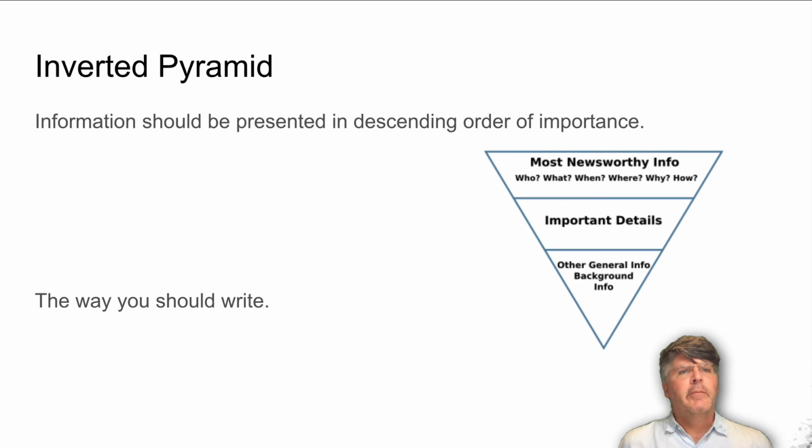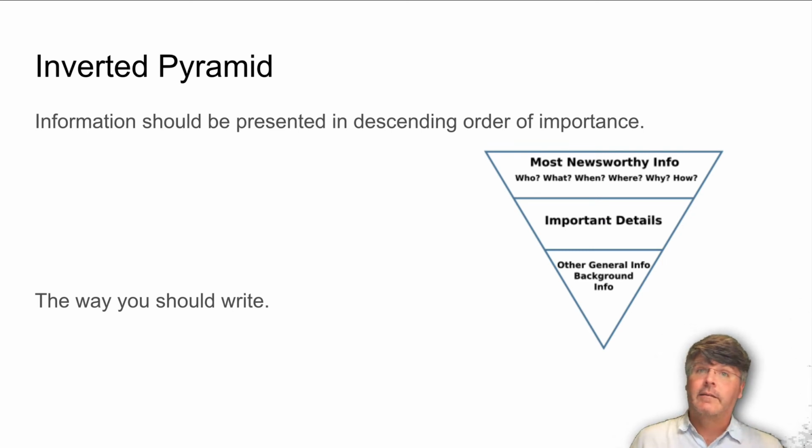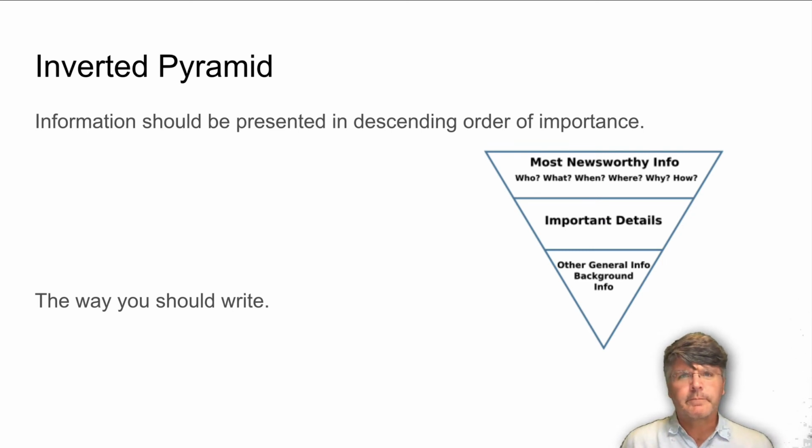The inverted pyramid. If you're writing text for a web app, remember the information that you present should be presented in descending order of importance. So your most important stuff goes first, then some more details, and then the general background information. This is different if you're taking a writing class. You're writing a story. You don't want to start with the end, right? The punchline. You build it up, etc. Well, that's not it. This is more like writing a news article.